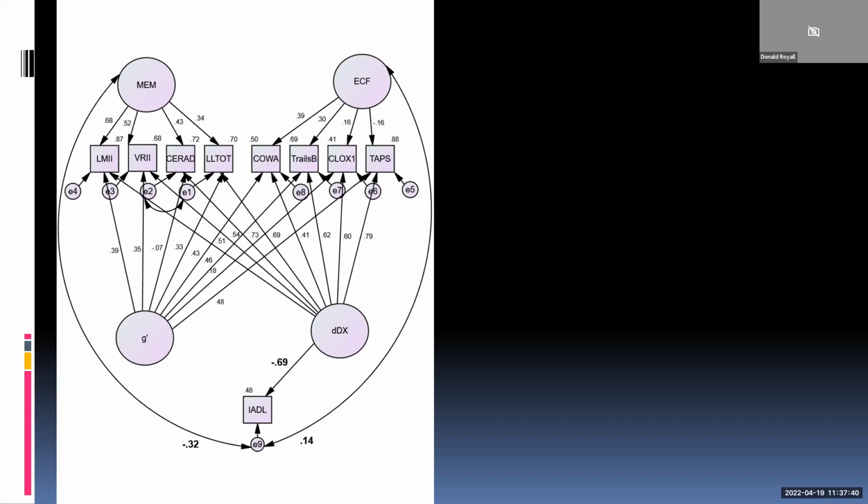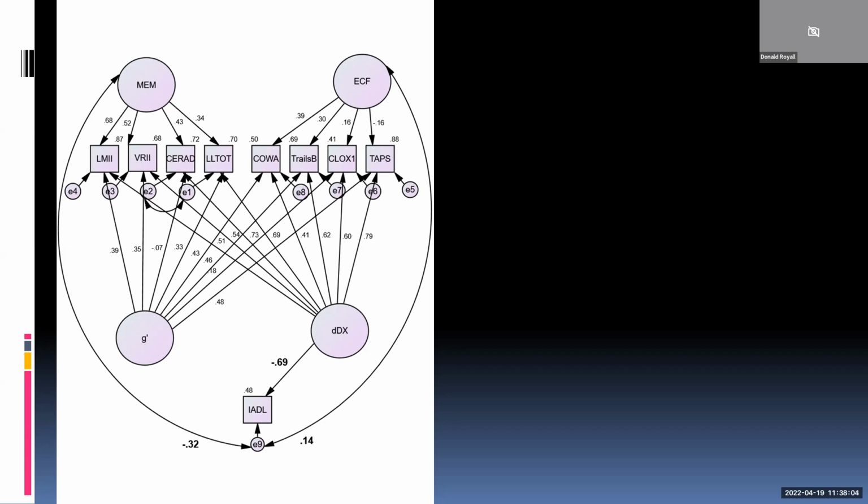So if you add in D, now you've converted this to the DDX homolog. D is strongly related to IDL. You're explaining considerably more variance in IDL than the initial multivariate regression. And you can see the relative strength of the associations of memory, executive function, and D to IDL.